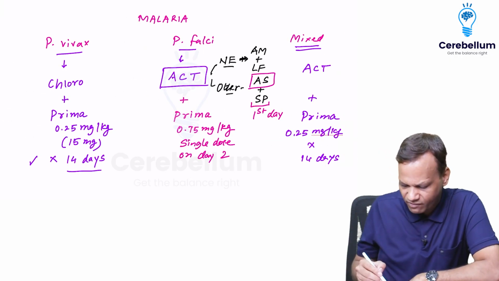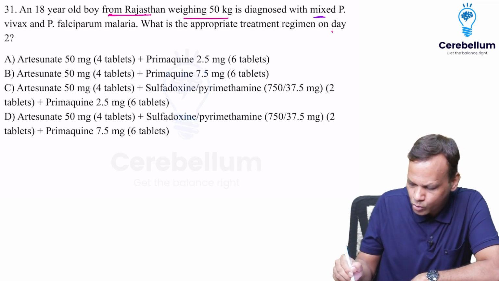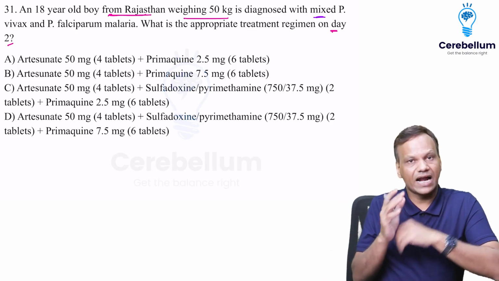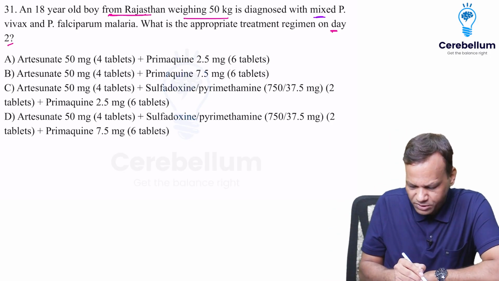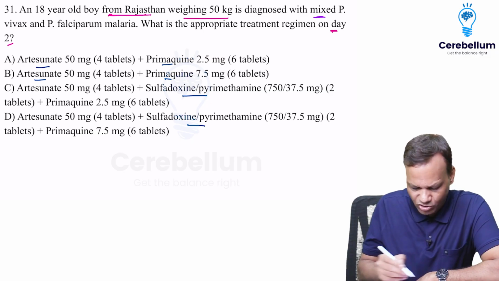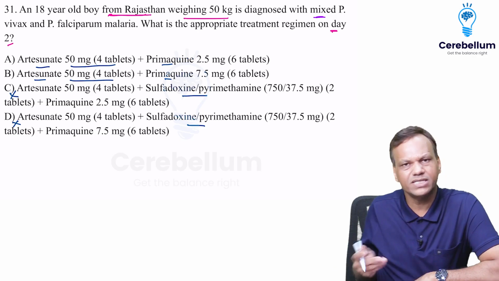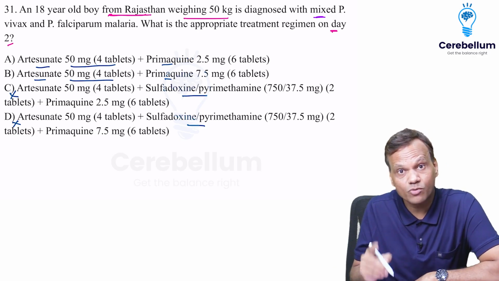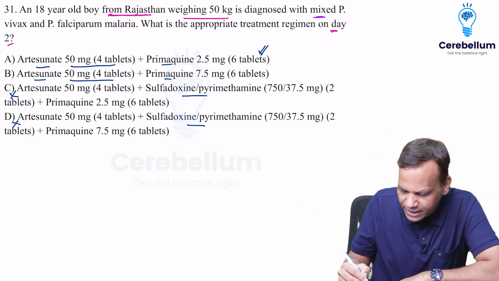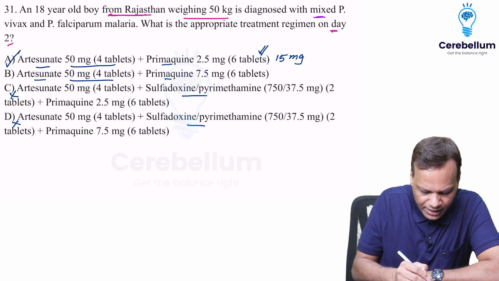But what is important, sulfadoxine pyrimethamine is given only on the first day. So the question asked is on day 2. So sulfadoxine pyrimethamine has already been given. So what is remaining? Remaining is artesunate and primaquine. So the option will be artesunate plus primaquine. So option is either A or B. Since sulfadoxine pyrimethamine has already been given, C and D cannot be the option. Now second thing, the dose of artesunate is 200 mg. That is already given. But dose of primaquine. Because for 14 days we need to give, the dose is 15 milligram. 2.5 milligram into 6 tablets. So it is 15 milligram. So answer will be A here.